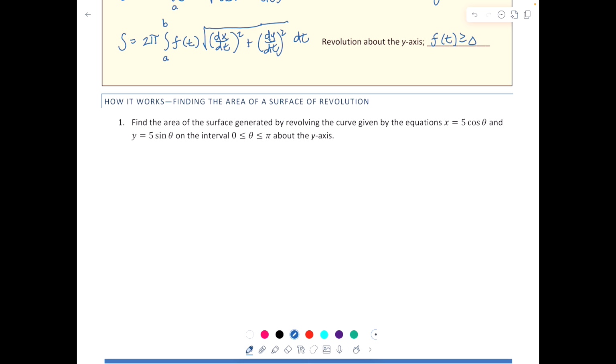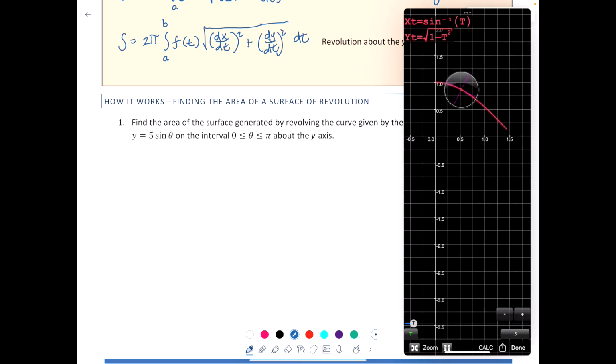So for our example, we want to find the area of the surface generated by revolving the curve given by the equations x is 5 cosine theta and y is 5 sine theta on the interval from 0 to pi inclusive about the y-axis. So we'll use that second formula, and let's take a look at the graph.